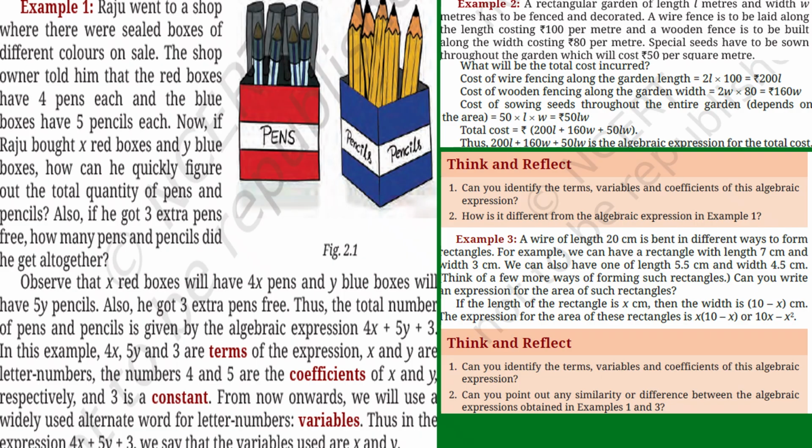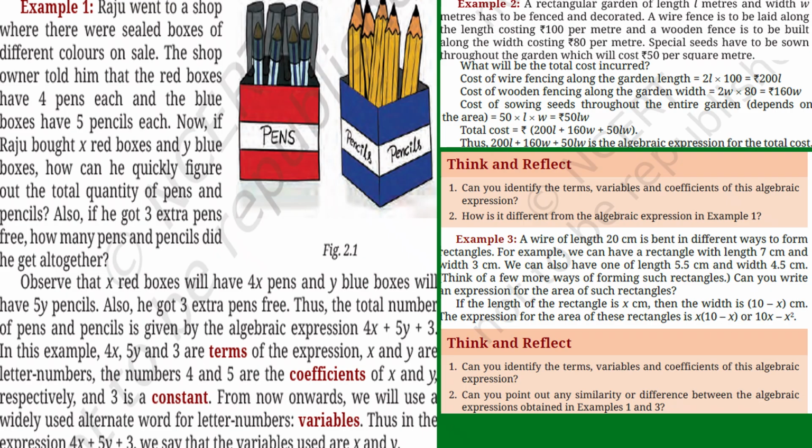How is it different from the algebraic expression in example 1? In example 1, what is the algebraic expression? We had 4x plus 5y plus 3. It had three terms. Example 2 also has three terms, and we had two variables. Example 2 also had two variables, and example 1 had a constant which is not seen in example 2. So these could be the differences between example 1 and example 2.